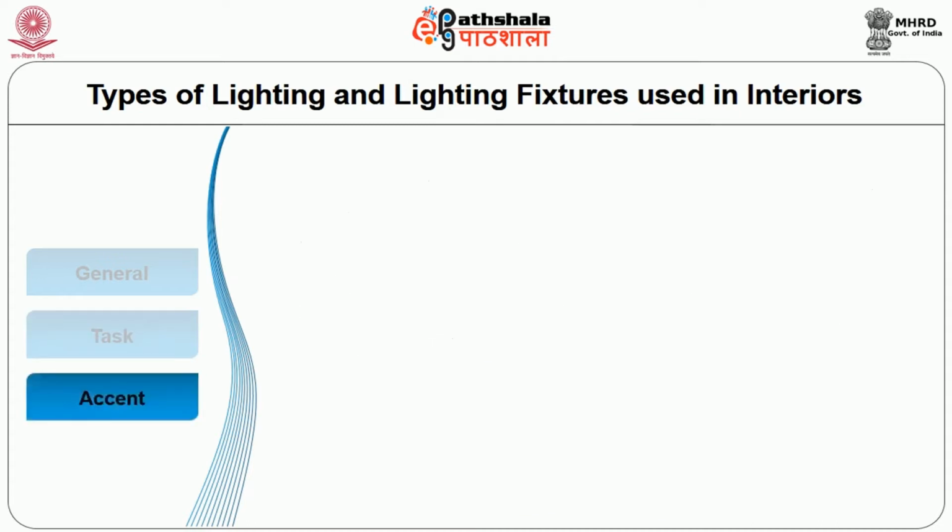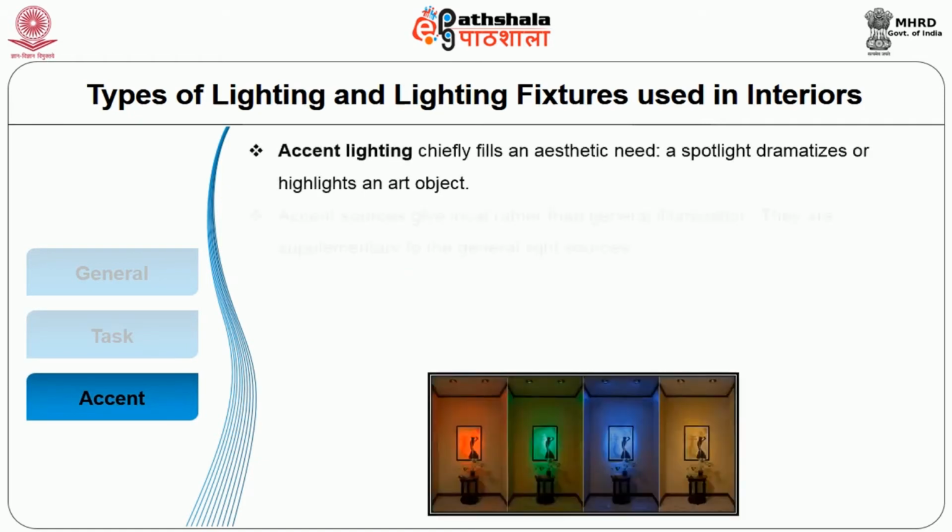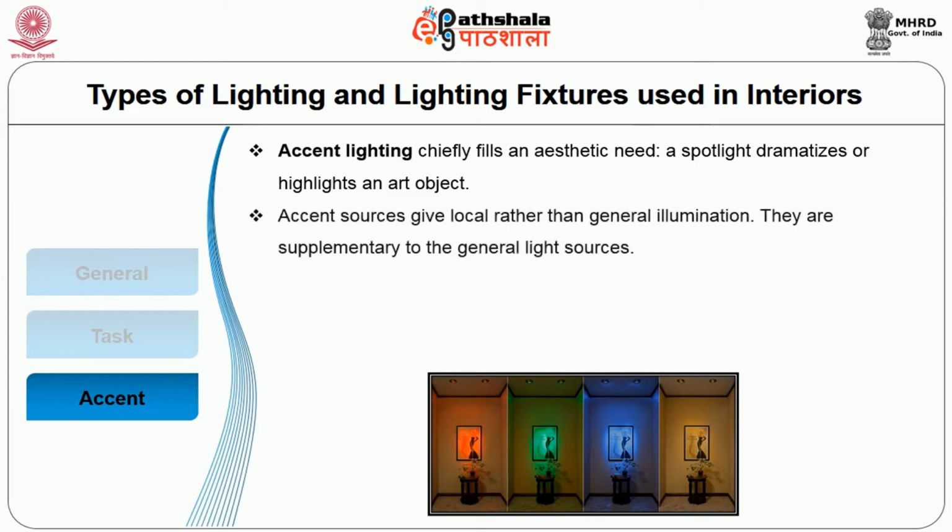Next one is accent lighting. The accent lighting chiefly fills an aesthetic need, that is, a spotlight dramatizes or highlights an art object. Accent sources give local rather than general illumination. They are supplementary to the general light sources.